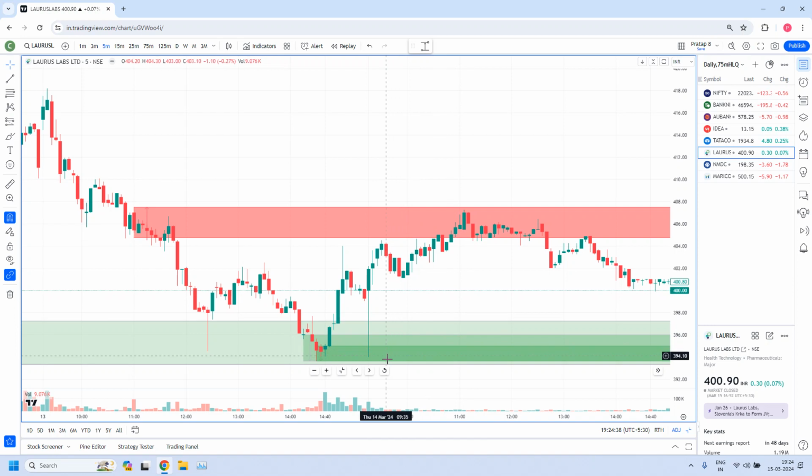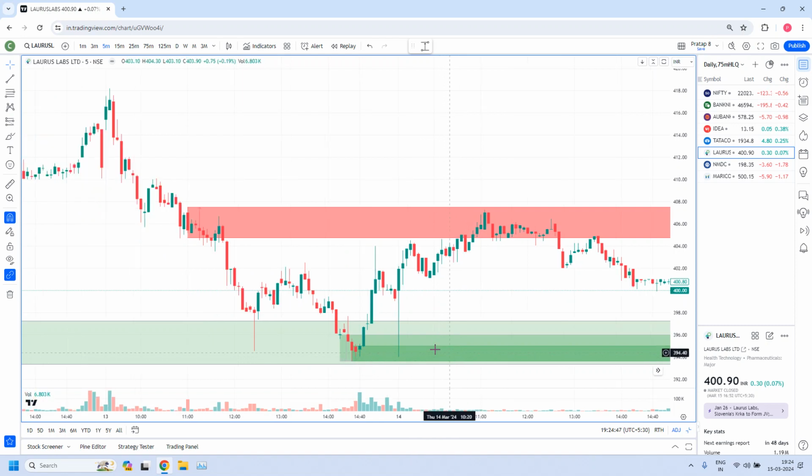But otherwise we know the zone will be violated easily because it is a tested zone. This zone will be violated. We cannot take a second entry. Second entry is allowed only in some special scenarios. Maybe you just entered this zone and you have such a huge rejection, you can dare to take a second trade by taking some extra risk, by accepting.